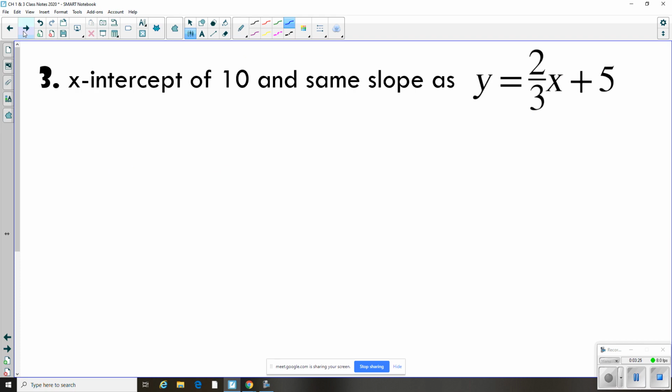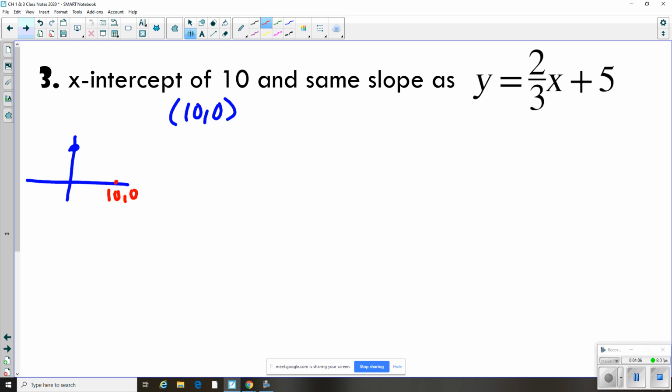Okay. How about number 3? An x-intercept of 10, and then the same slope as y equals 2/3 x plus 5. I'm supposed to have a point and a slope. What's my point? The x-intercept would be (0, 10). Oh, it would be (10, 0). Yep, so (10, 0) is the ordered pair for the x-intercept. I just want to show that because that happens all the time. We always flip-flop those. So if it's the x-intercept, then it's on the x-axis, so it's the number in the x place.